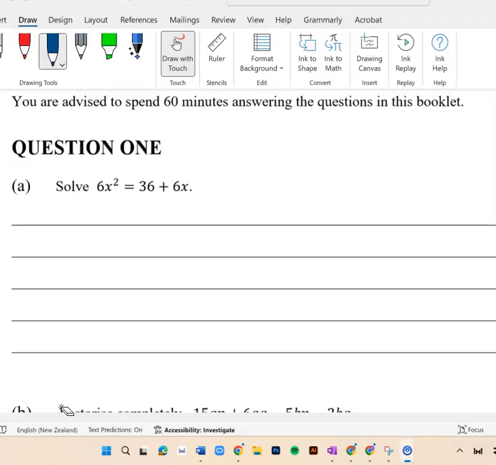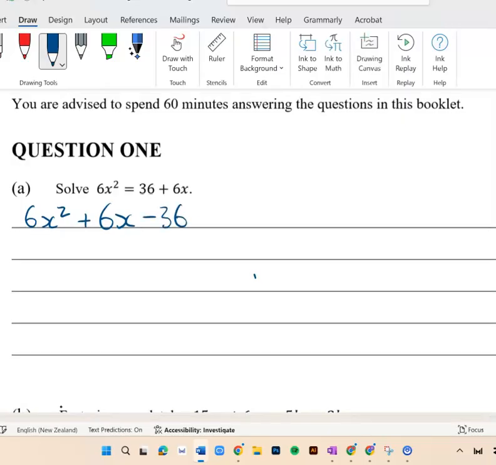Question 1. Solve 6x squared equals 36 plus 6x. So we're just trying to find what x is. We should get two values for x because this is a quadratic equation. So the first thing we need to do is rearrange it and make it equal to 0. So we'll have 6x squared plus 6x, because we're going to move it to the other side, minus 36 equals 0.